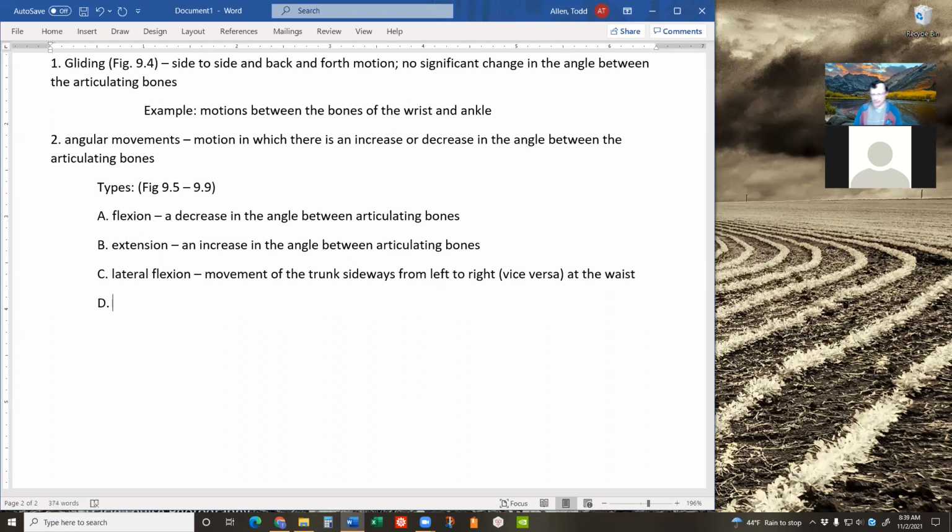All right, we have hyperextension. Hyperextension is continuation of the extension motion beyond the natural anatomical position of the body. Let's define it. Hyperextension is the continuation of extension beyond the normal anatomical position of the body.